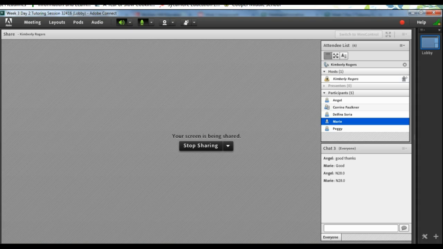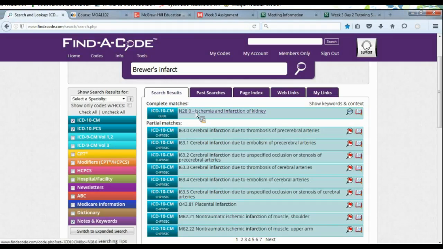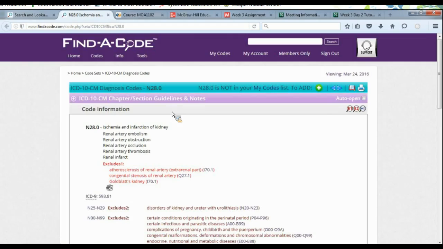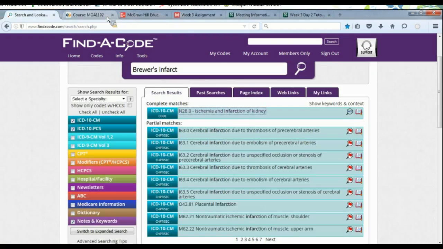That's correct. N28.0. Renal infarct, ischemia and infarction of kidney. Okay, now let's go to the next one.